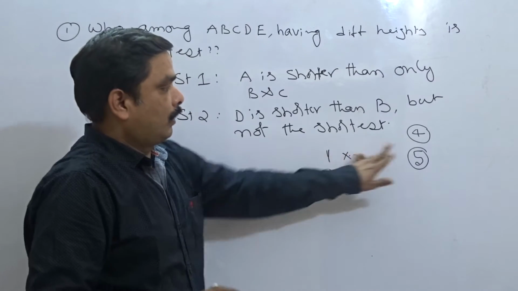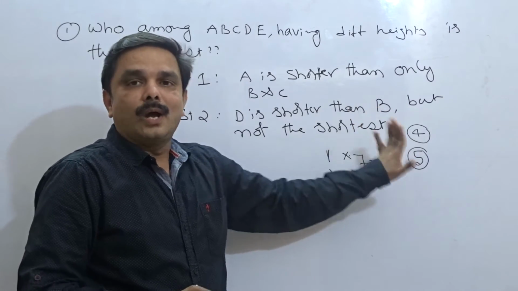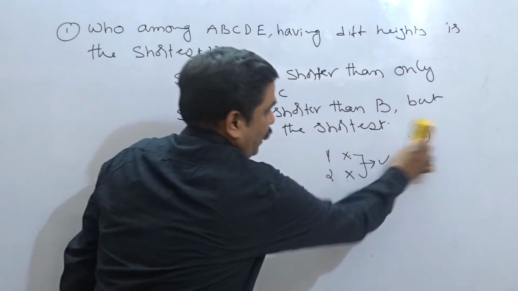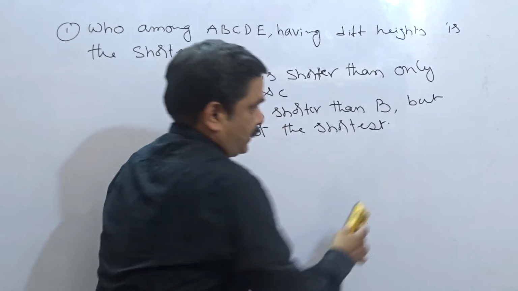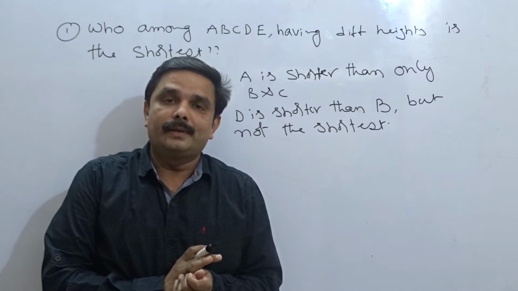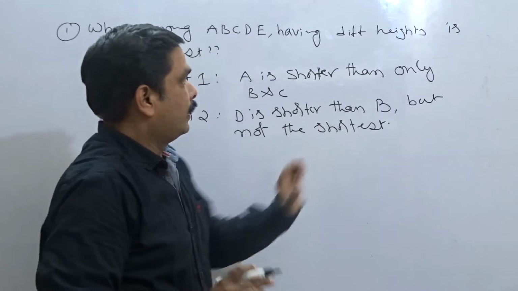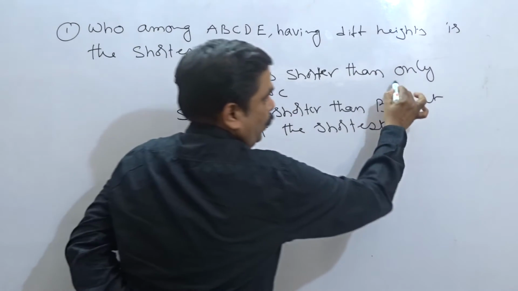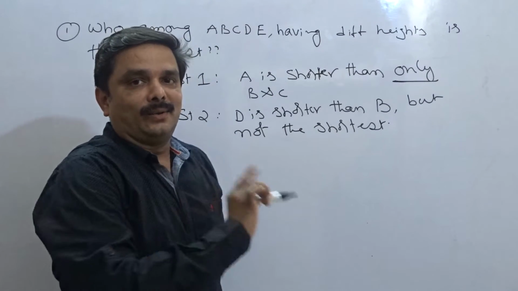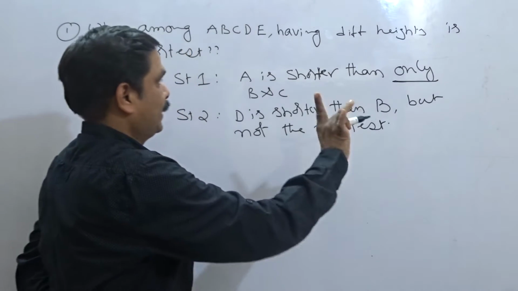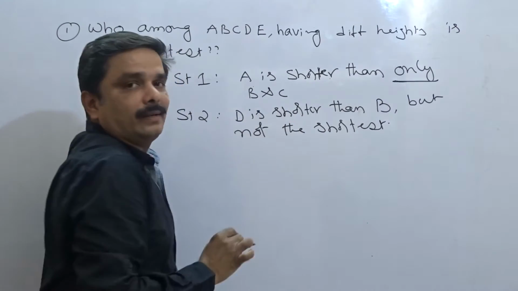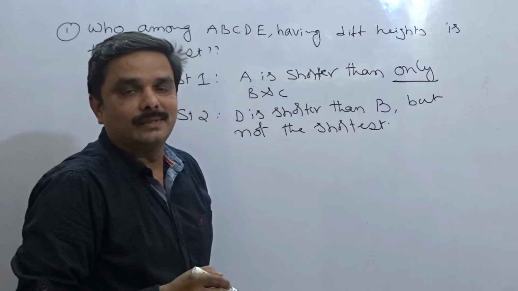Now, just go for the question. Observe this one carefully. Where is the trick? How they give the questions in the examination where generally students are getting confused. Here in this question, the word only plays a vital role. You should understand that one in a proper way, right? The first one is A is shorter than only B and C. How does it make a difference here in this question?